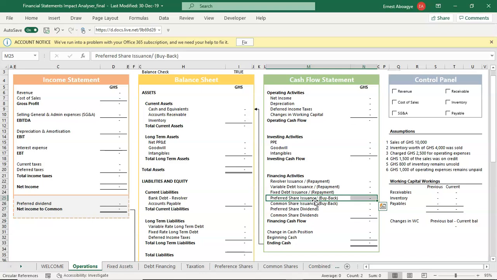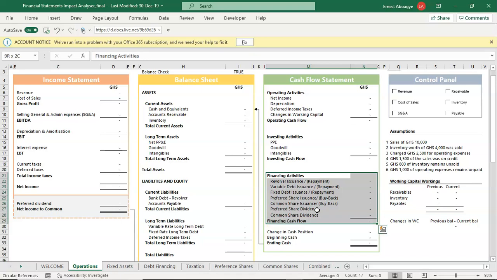If you buy back, you lose cash. Or you issue more common shares, or you buy it back. So it's the same principle. You issue, you get more cash. You buy back, you lose cash. Or you pay preference share dividend, which is definitely going to be a cash outflow. And your common share dividend you pay, which is also going to be a cash outflow. So if you look at it, really, it's very, very straightforward and simple.